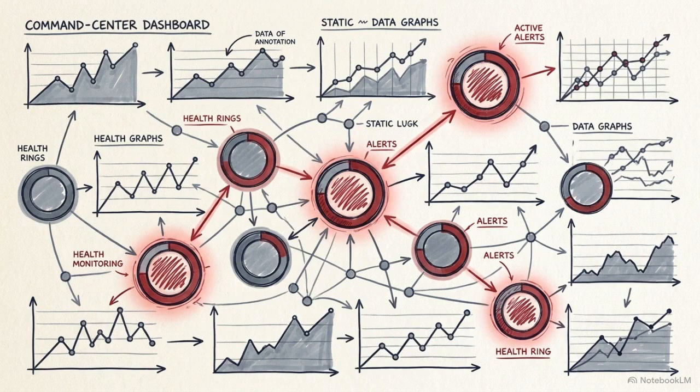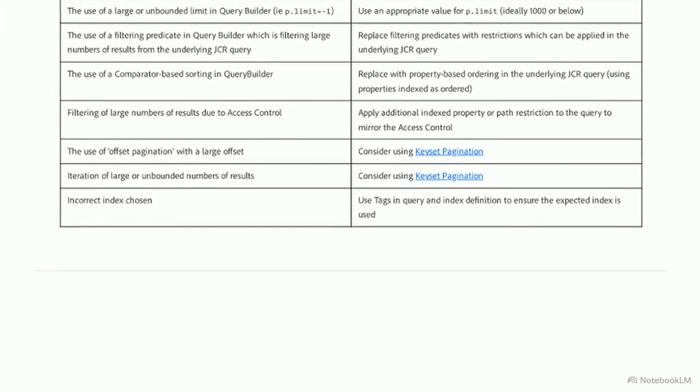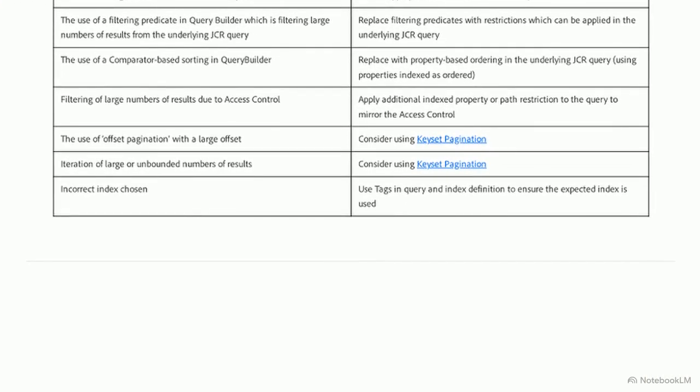Building and deploying the index is step 1. Maintaining optimal performance requires active daily monitoring of your repository. This troubleshooting table highlights common query causes and mitigations. If a search feels slow, your first step is using the Explain Query tool in the developer console to verify that your specific query is actually routing to your new custom index.